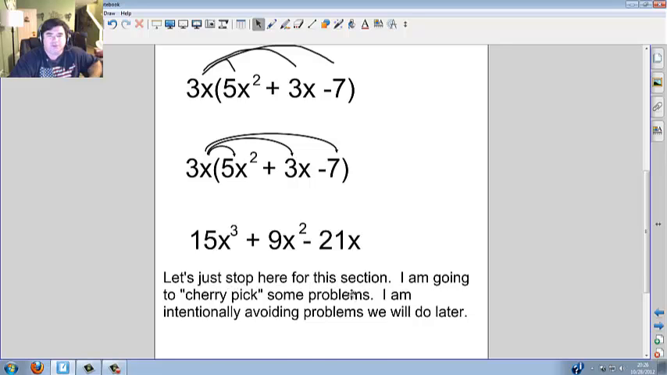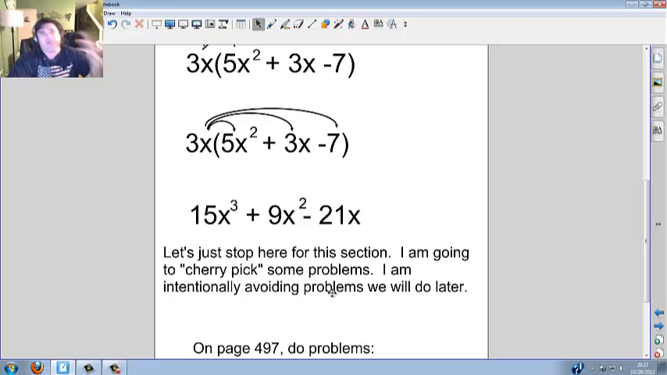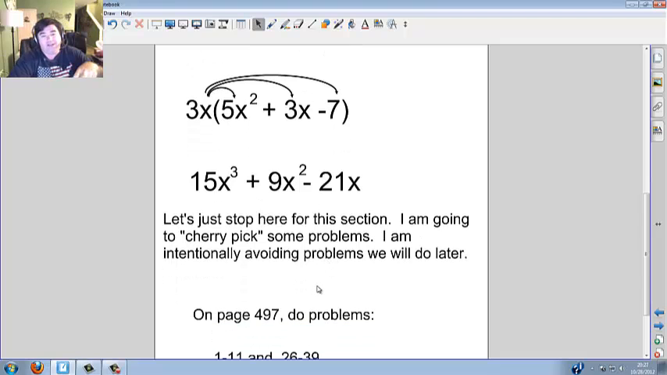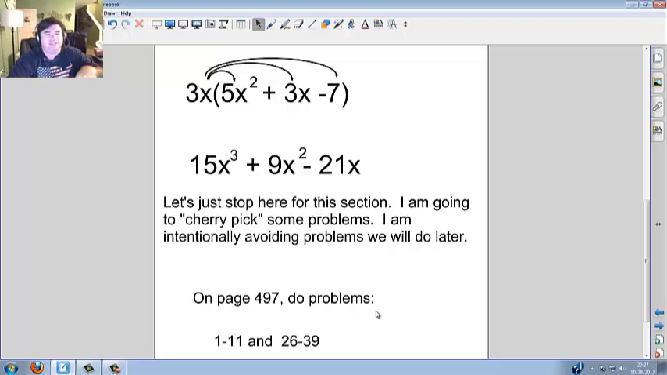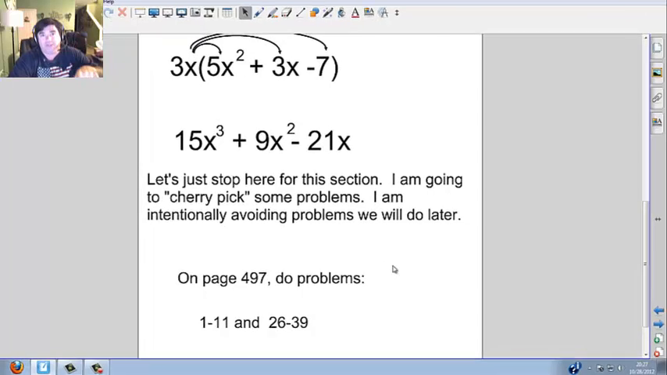I'm going to cherry pick some problems. I'm intentionally avoiding some problems we'll do later. So what I would probably tell you is that in the class today, I'd have you just do page 497, problems 1 through 11, and 26 through 39. However, you know what? Yeah, we'll stop and make this part 1 of 2 parts.